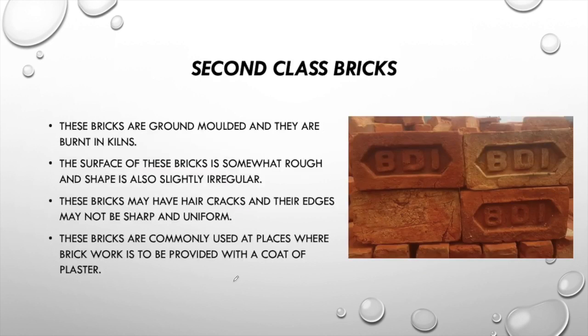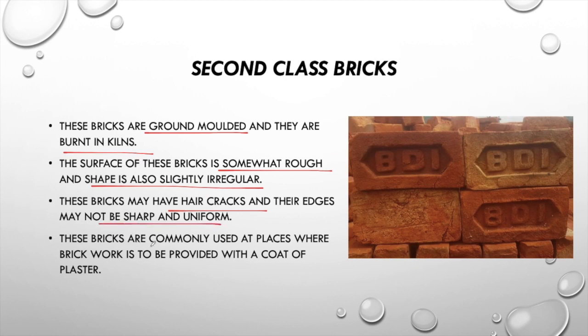Now second class bricks. First of all, these are ground molded and burned in a kiln. The surface of these bricks is somewhat rough and the shape is also slightly irregular. These bricks may have hair cracks and their edges may not be sharp and uniform.